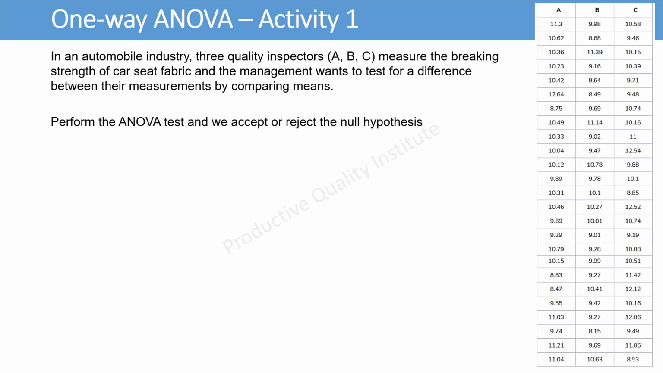In an automobile industry, three quality inspectors, A, B, and C, measure the braking strength of car seat fabric, and the management wants to test for a difference between the measurements by comparing means. Perform the ANOVA test in order to accept or reject the null hypothesis. Please perform the activity and send the output by email for assessment.